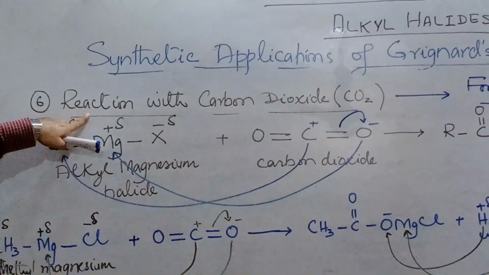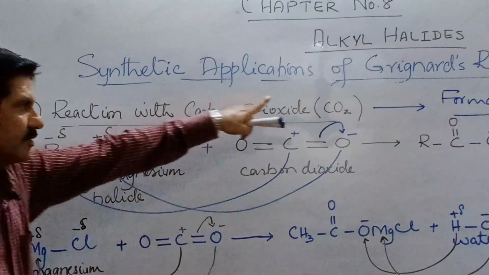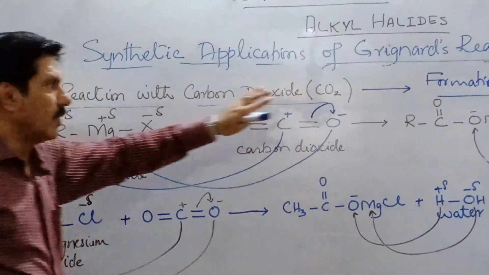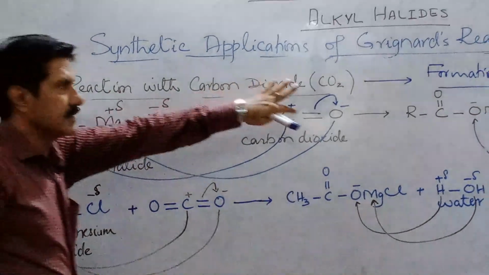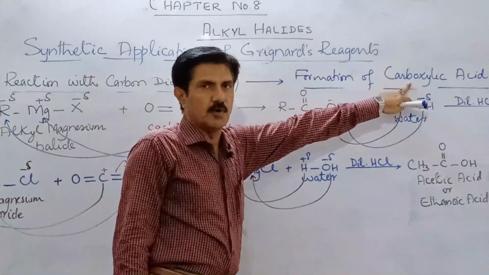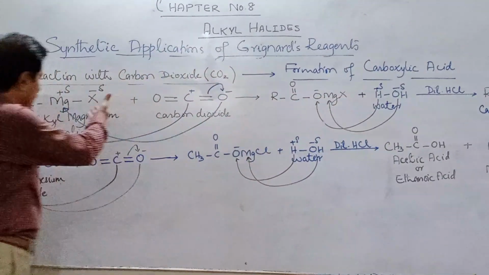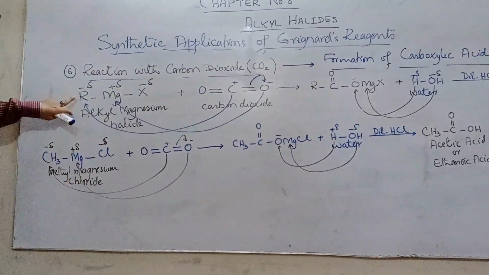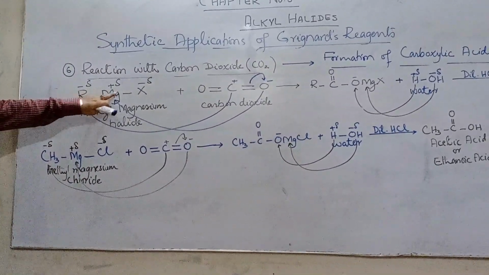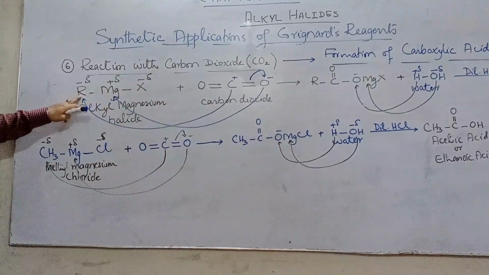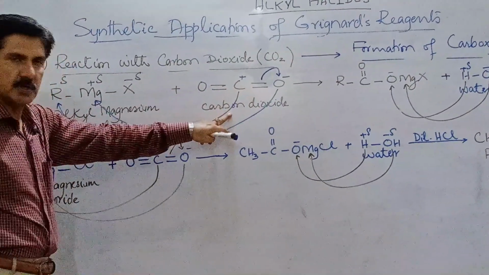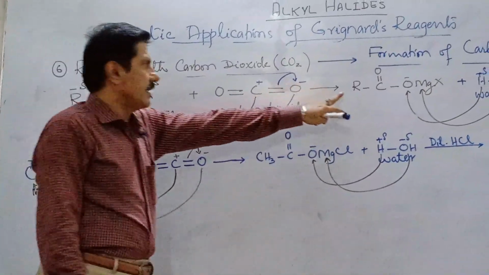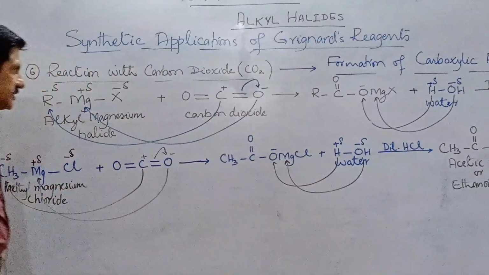the 6th one is the reaction with carbon dioxide, CO2. Whenever Grignard reagents are reacted with carbon dioxide, the product obtained will be a carboxylic acid. Look at the board, try to understand the things. This is the general representation of Grignard reagents, alkyl magnesium halide. When it is reacted with CO2, carbon dioxide, an intermediate product will be formed in such a way.